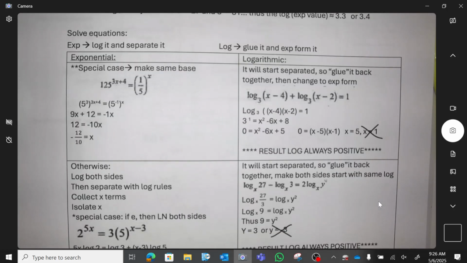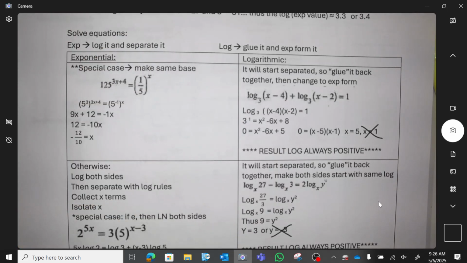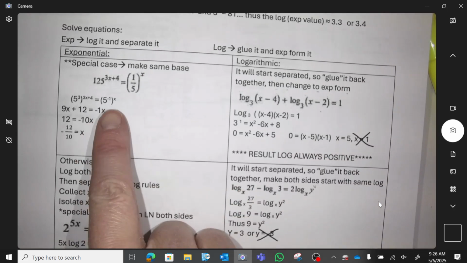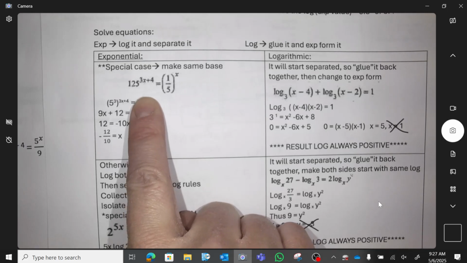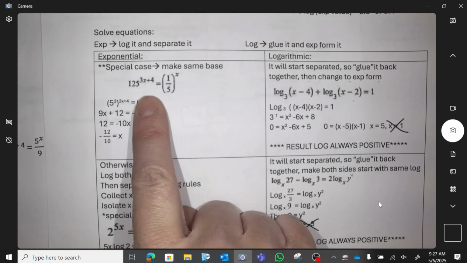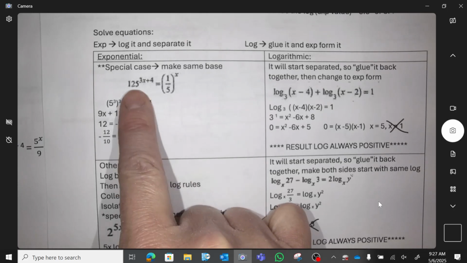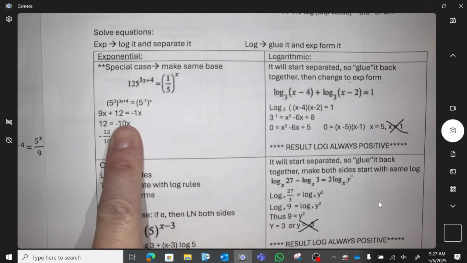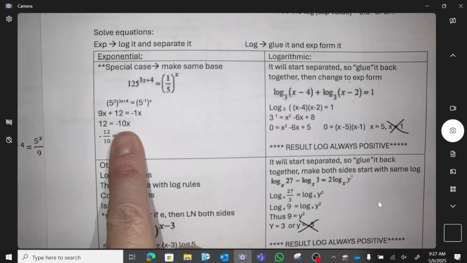Okay, on this pink sheet, I have some tips about solving equations, okay? So exponential. Here we go. This is an exponential equation. Okay? You learned this one first. So this was a special case. Because 125 and 1/5, what could I do? That one is the strategy of make the same bases on that. Okay? And you actually don't need to touch a calculator to do this question.